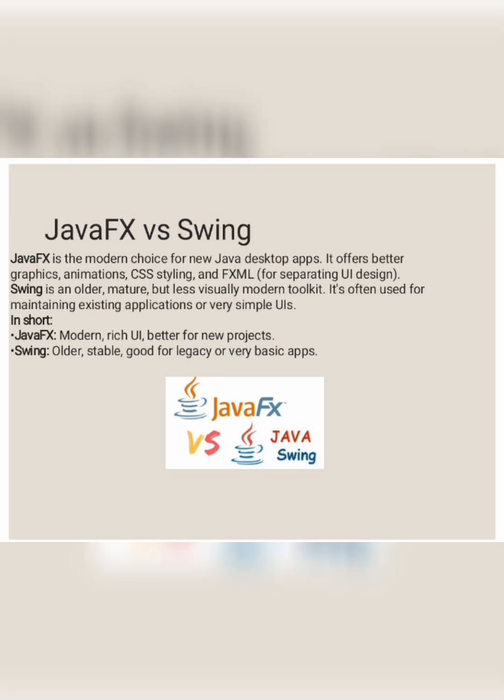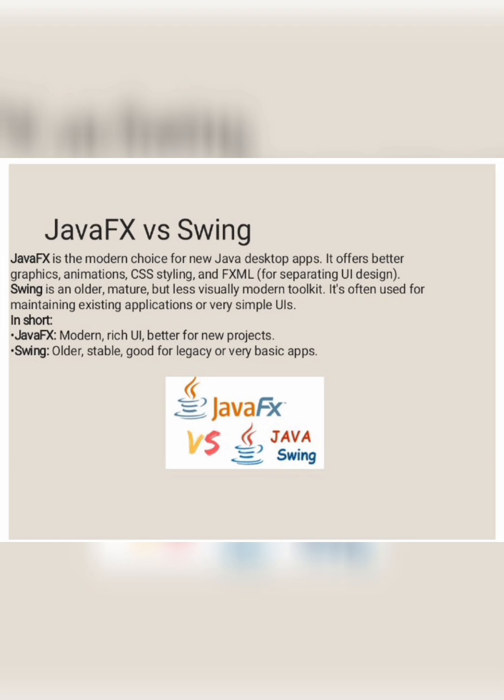Understanding the difference between JavaFX and Swing is crucial, especially if you are transitioning from older Java desktop applications to modern GUI development. Both frameworks are used to create graphical user interfaces in Java, but they vary significantly in terms of capabilities, ease of use, and visual appeal. Swing is Java's traditional GUI toolkit introduced in the late 1990s. It is built entirely in Java and offers a wide range of UI components. However, Swing's look and feel is outdated by today's standards, and customizing the appearance often requires substantial effort.